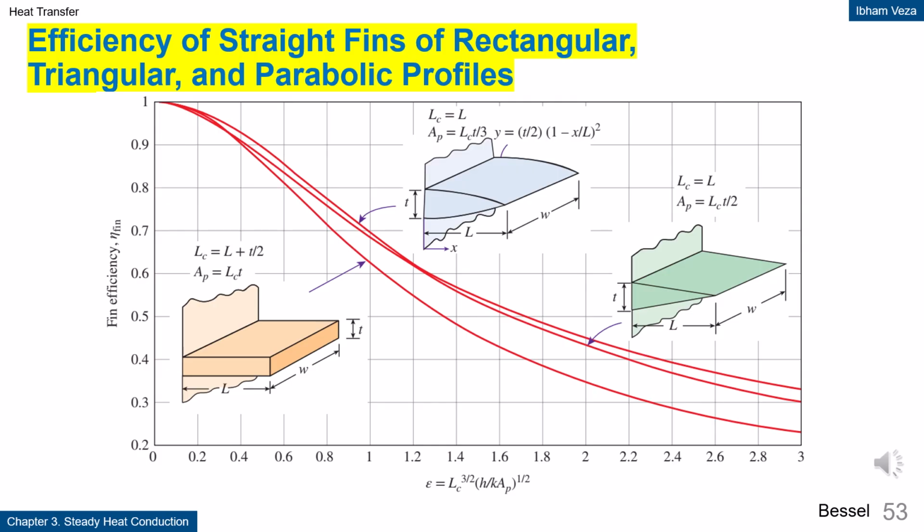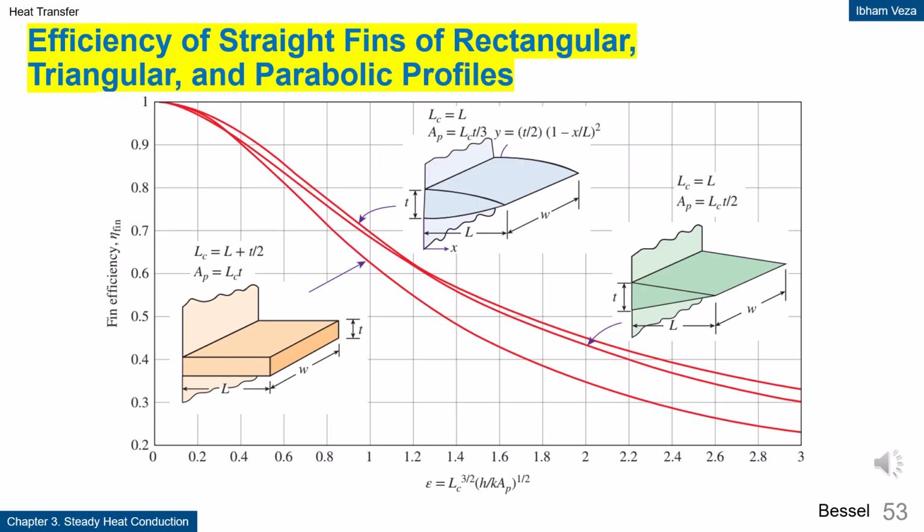Efficiency of straight fins. This graph compares the cooling efficiency of 3 fin shapes: rectangular, triangular, and parabolic. The vertical axis shows efficiency, and the horizontal axis represents a combined factor of shape, size, and material properties. As this factor increases, efficiency drops for all 3 types. The blue parabolic fin is the most efficient because its curved design uses less material where heat transfer is lowest, while the green triangular fin is in the middle, and the orange rectangular fin is the least efficient.